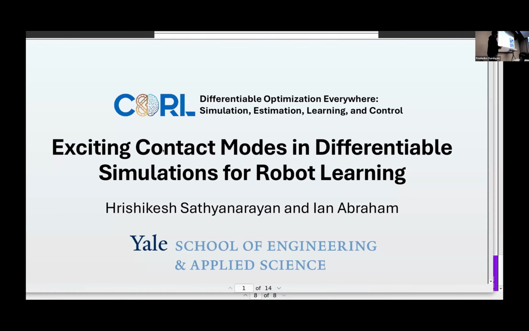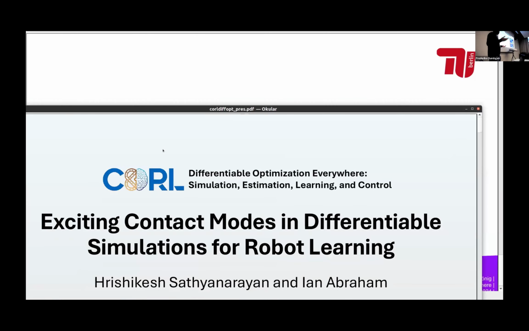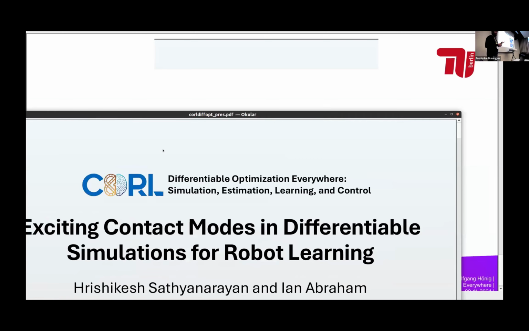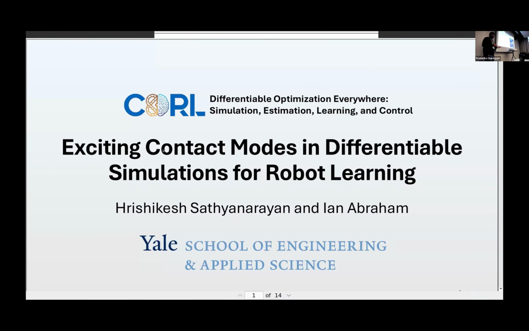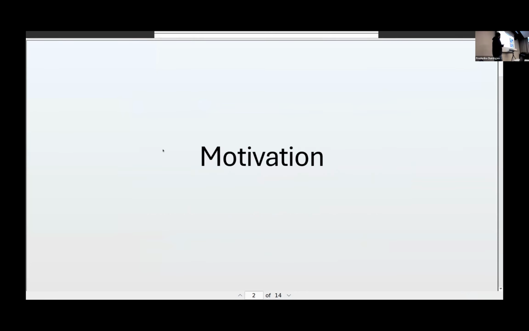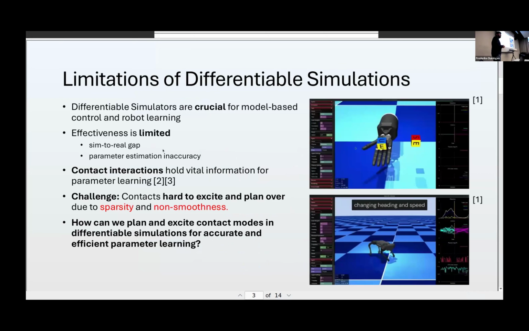A lot of information about parameter learning. So how can we leverage them? The challenge with leveraging context, though, is that they're really hard to excite and plan over due to the sparsity and non-smooth nature of context. So the question that our work is trying to answer is how can we plan and excite context modes in differentiable simulations for accurate and efficient parameter learning?